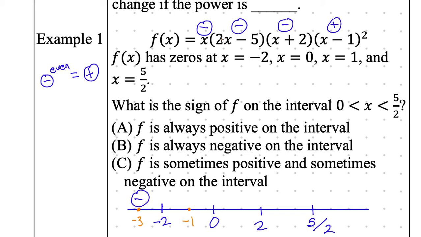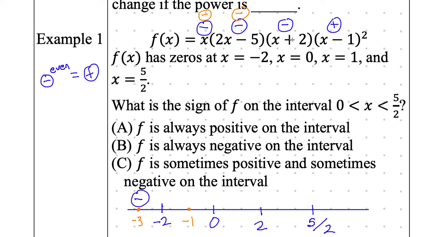-1 plugged into x is a positive or a negative. Show me your thumbs, up or down. It is a negative. -1 times 2 minus 5, is that a negative or a positive? Negative, because -2 minus 5 is -7. This is a negative. What about -1 times -1 plus 2? Is that a negative or a positive?